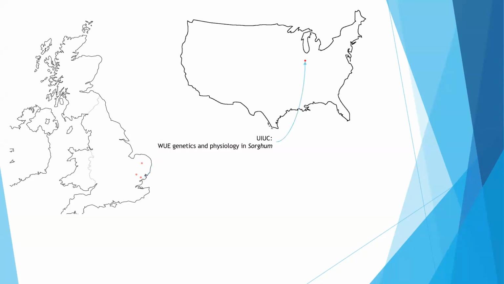After that, I moved to the US. I did a postdoc at the University of Illinois on water use genetics and physiology in sorghum, an important crop species. I came back to the UK to do another postdoc at Nottingham, looking at heat tolerance in rice. And then before coming here, I was working at the University of Cambridge, where I studied the genetics and physiology of photosynthesis in important EU crops, mainly barley, tomato, and maize.